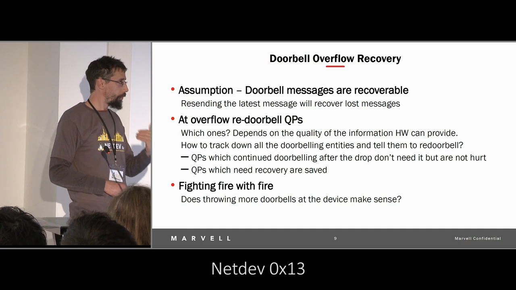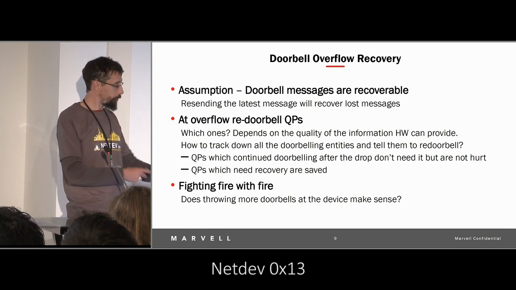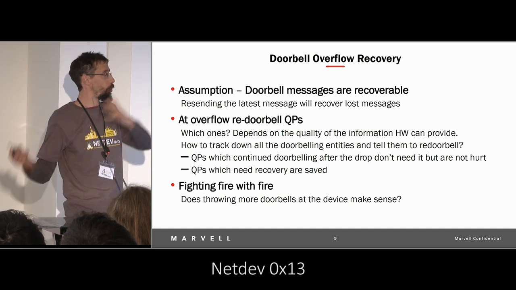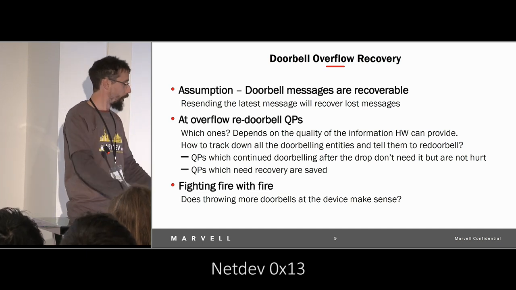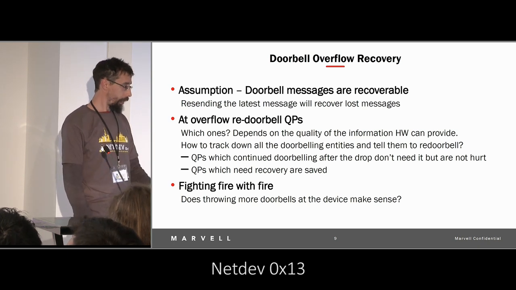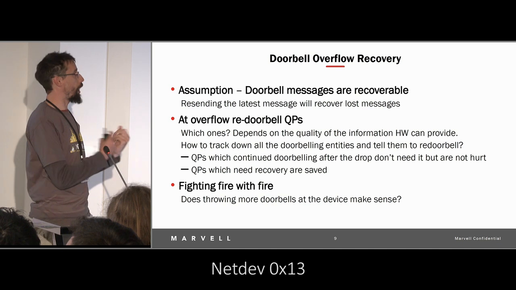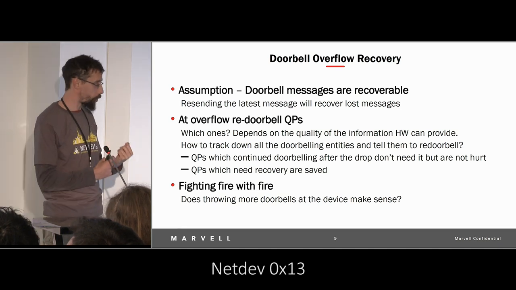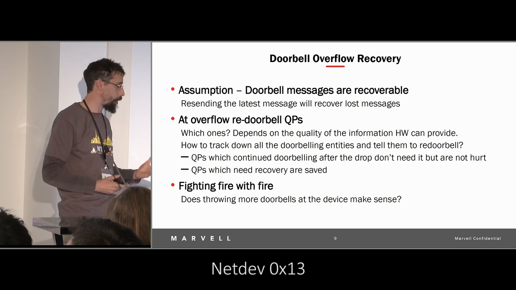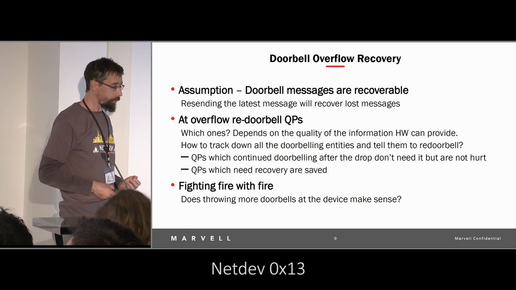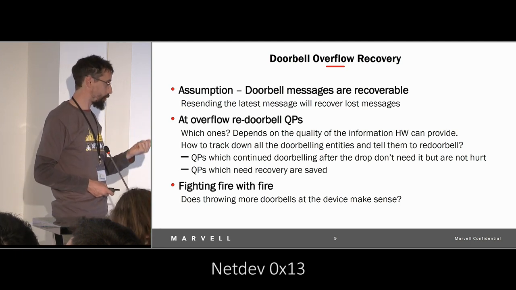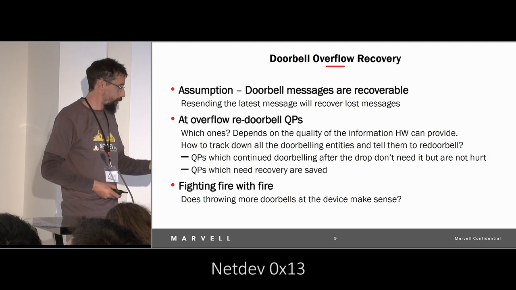Now, this solution might seem a little bit strange, fighting fire with fire, because we're in a situation where we're losing doorbells, so let's re-doorbell all the queues again, so we're adding more doorbells to the problem. But since they're aggregative, even if we lose a lot of the doorbells, even if we lose a high percent of the doorbells, if we keep re-doorbelling on all the QPs, we are updating the status for all of them. Getting better information from the device on which queues need it is best, but even if we don't have that, the solution works.